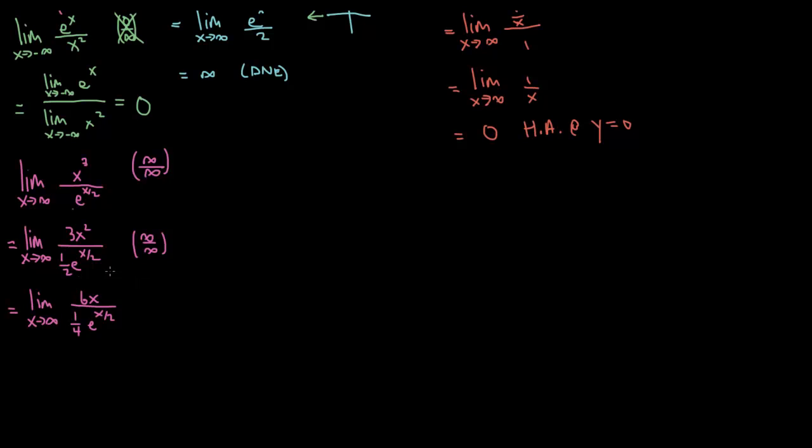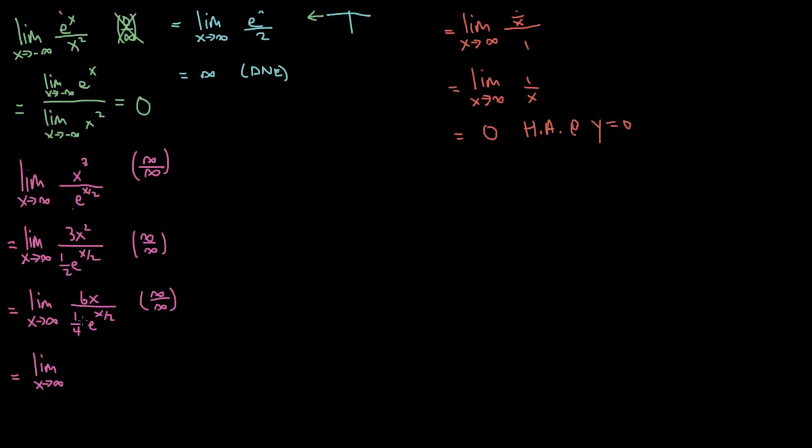Now let's try to reevaluate the limit. What happens if we look at really large values of x? Well, the numerator is still going off towards positive infinity, and the denominator is still going off towards positive infinity. So we're still in indeterminate form. Use L'Hopital's rule again. And so we get the limit as x approaches infinity.